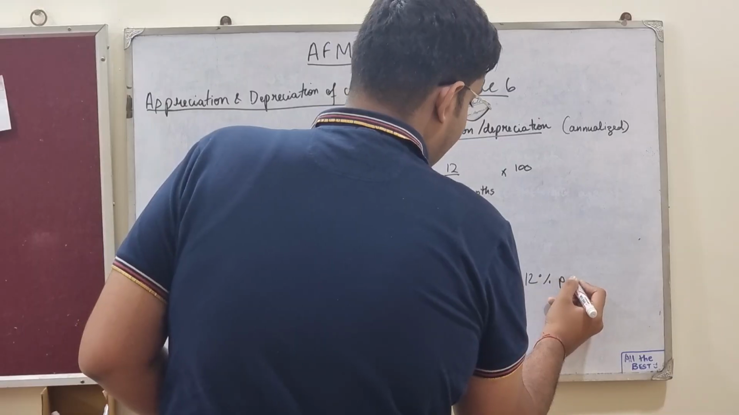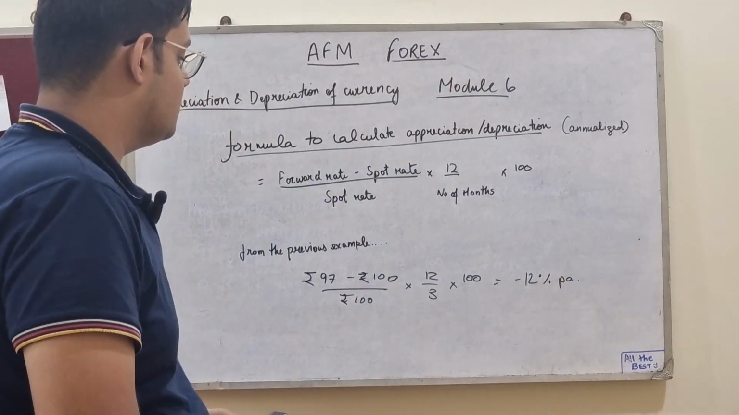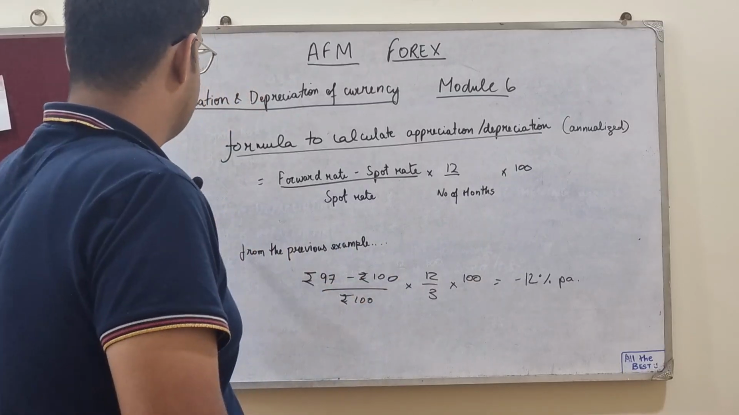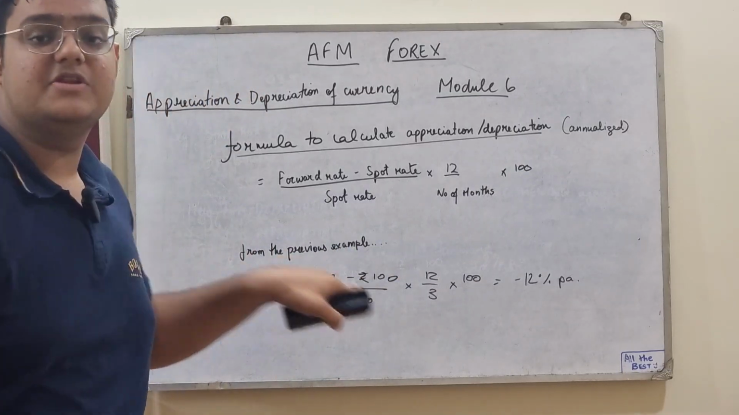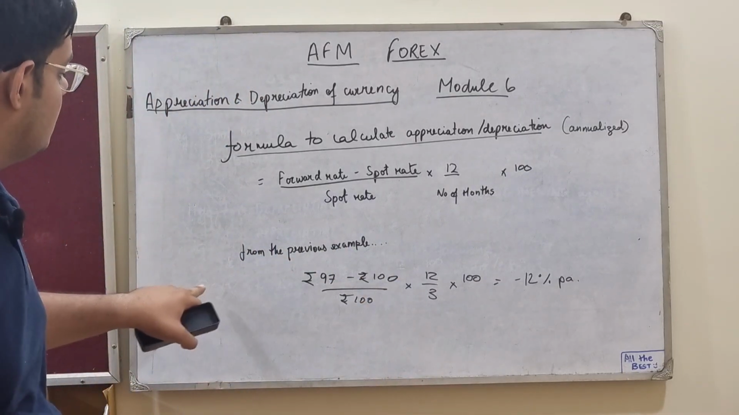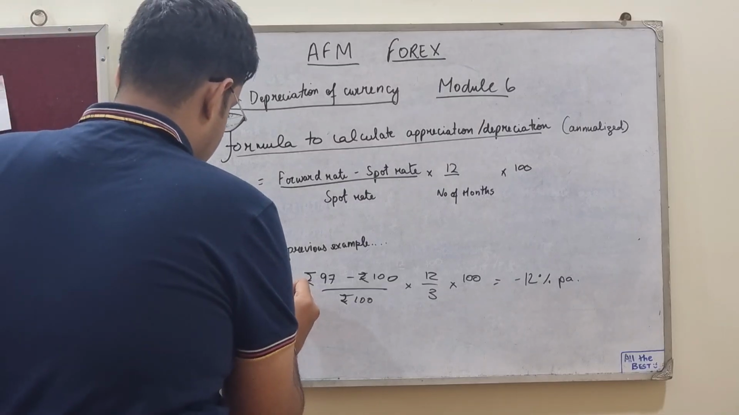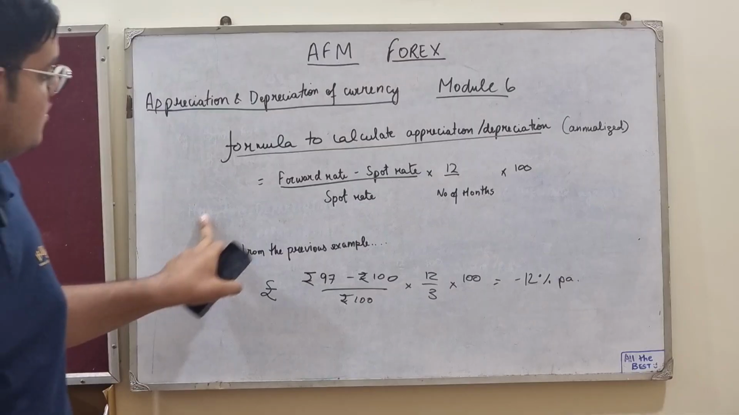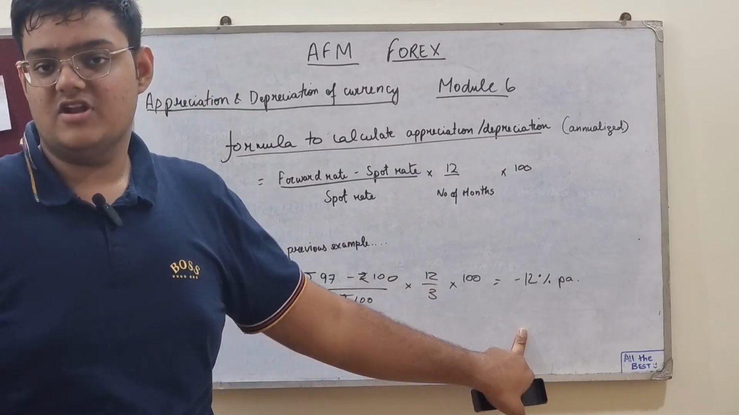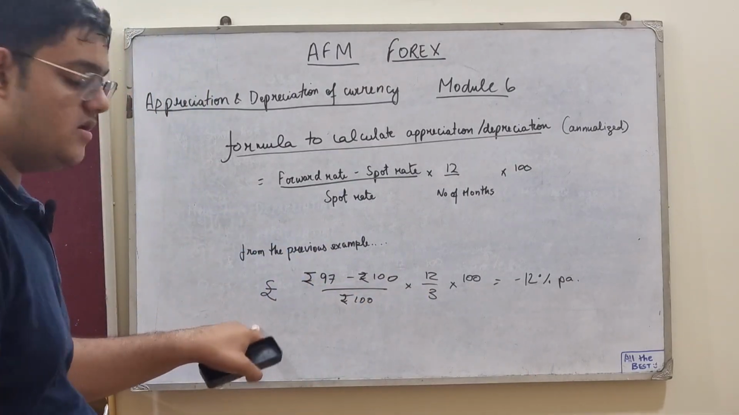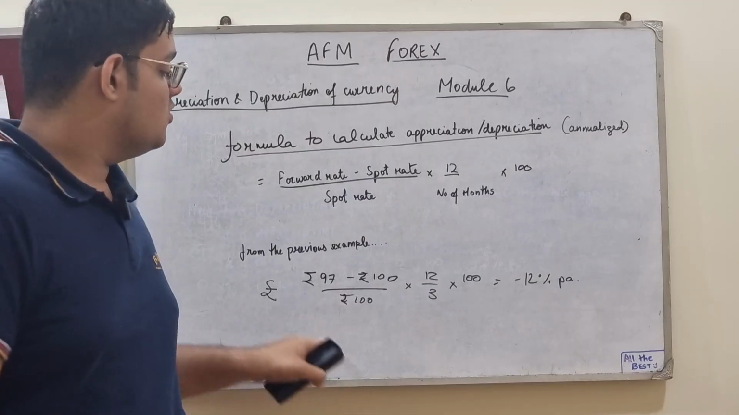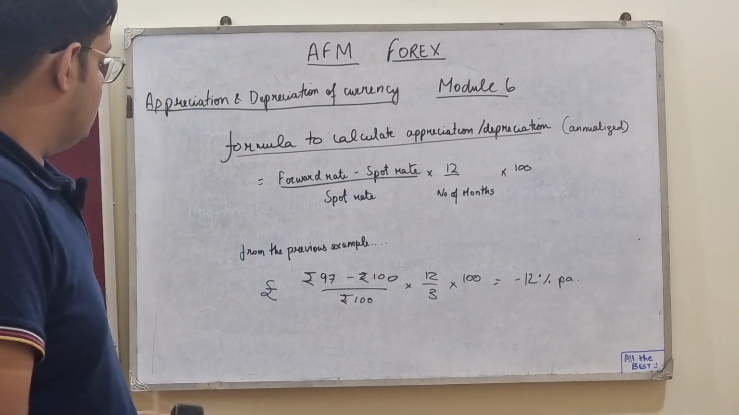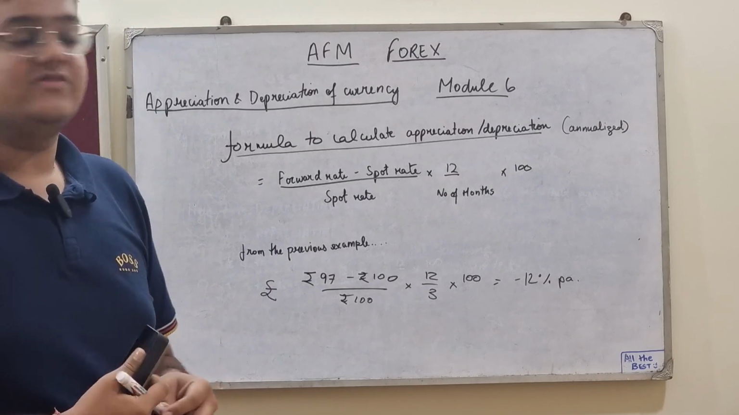So when it is negative, it means that the product is depreciating. Here the product would be the pound. So when the product is appreciating, your formula will give you a positive output. When the product is depreciating, your formula will give you a negative result. That's it for module 6.